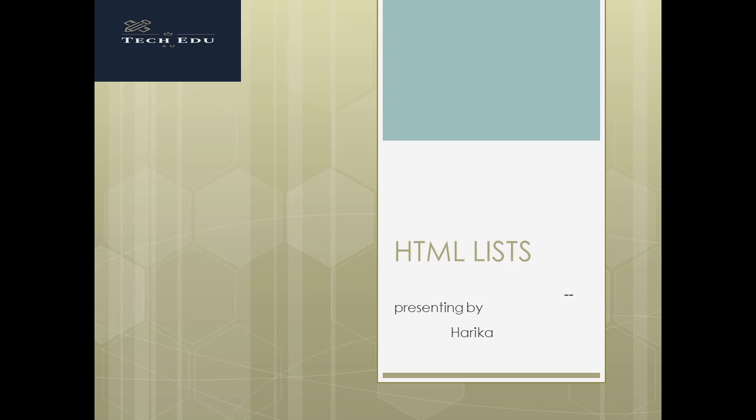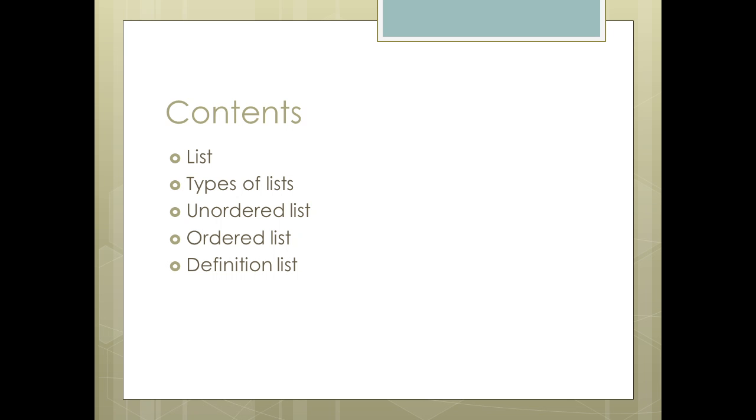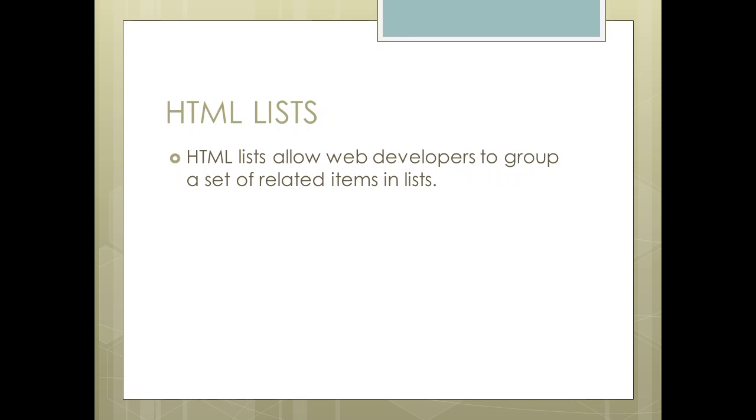Today we are going to discuss the HTML list. This is our agenda for today's video. HTML lists allow the web user to group a set of related items in a particular list. We can display the items in a list, or we can say a list of menu, like that.